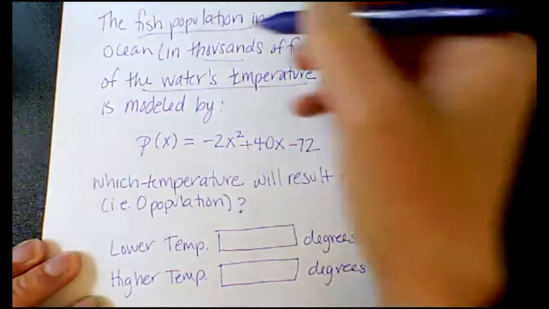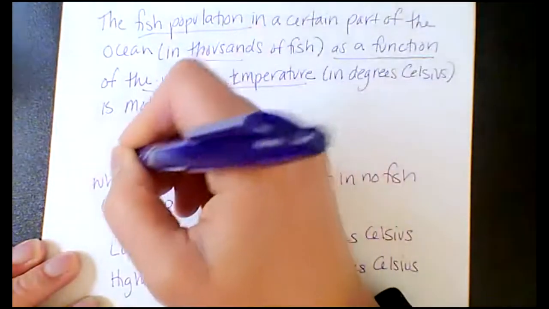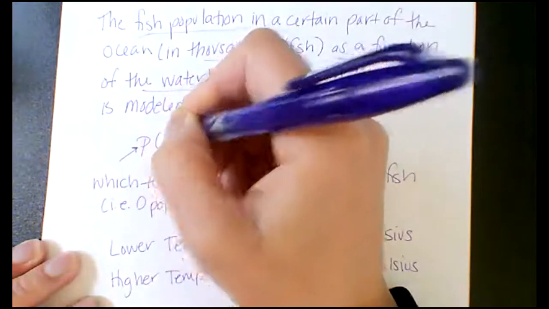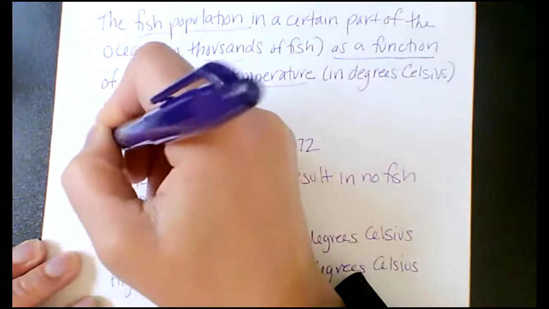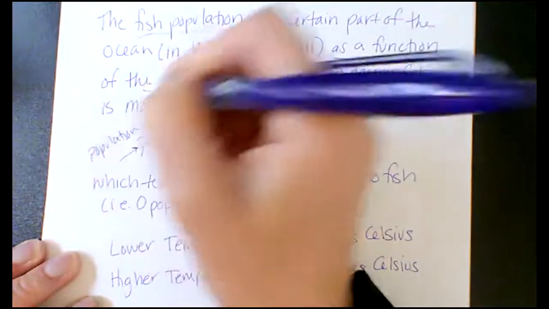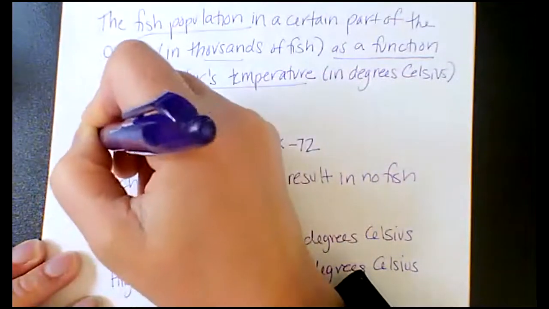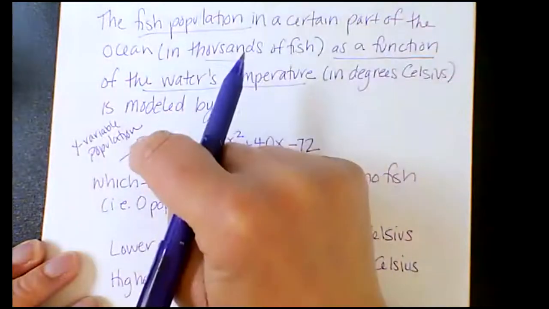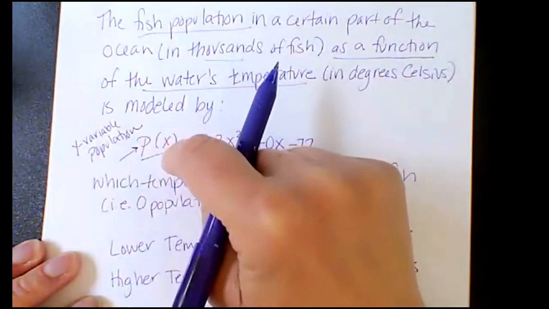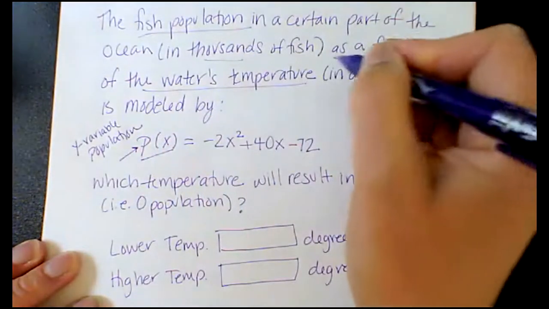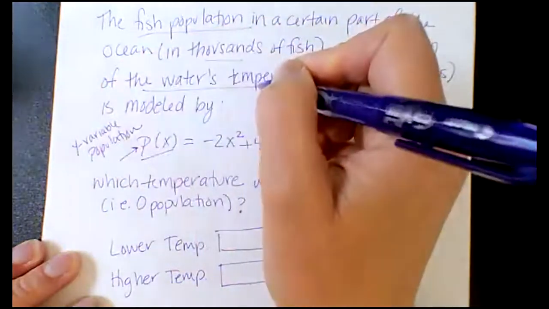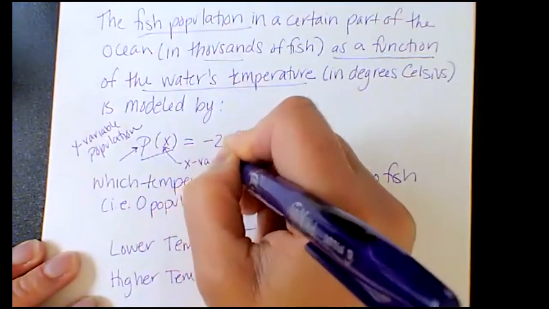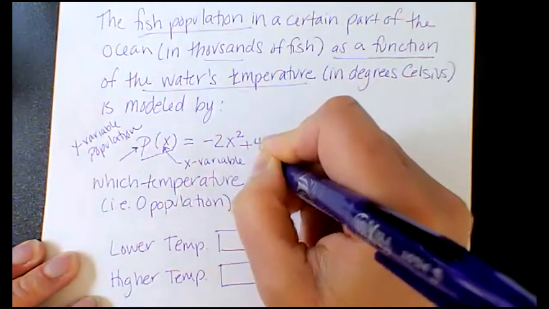So when we see fish population, that is going to be our P. So this is our Y. So our population is going to be our Y variable. And it's written as P of X because this just means population as a function of X, which is the water's temperature. So our X variable is our water temp.